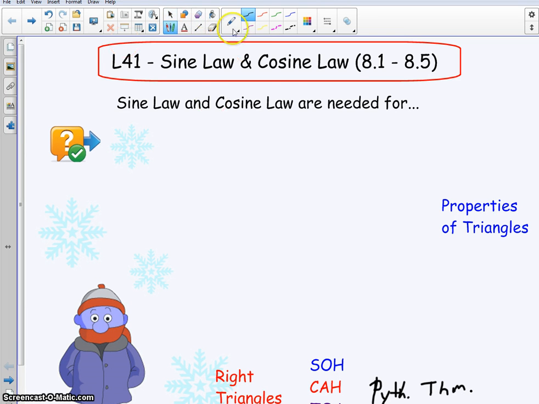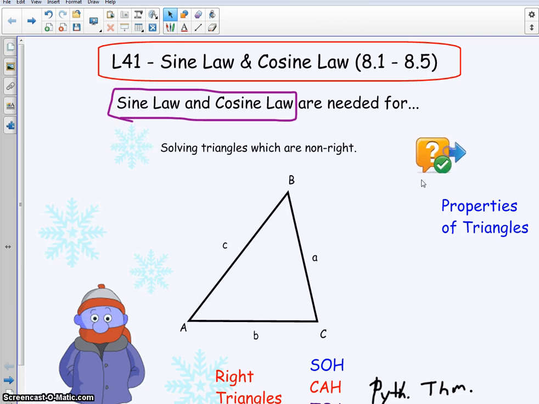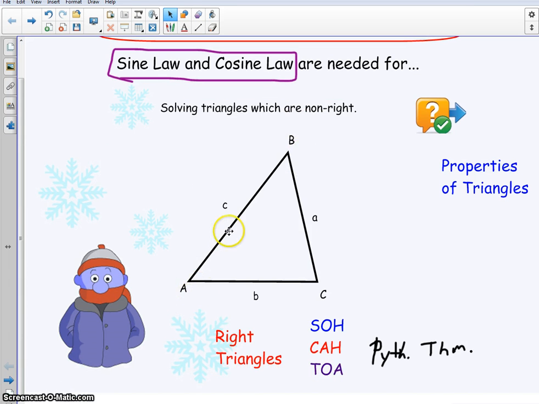So we're going to need these new rules called the sine law and cosine law to help us solve for information in those. So in a situation like this where we don't have a right angle, different laws are going to be needed, and we'll develop those as we go.